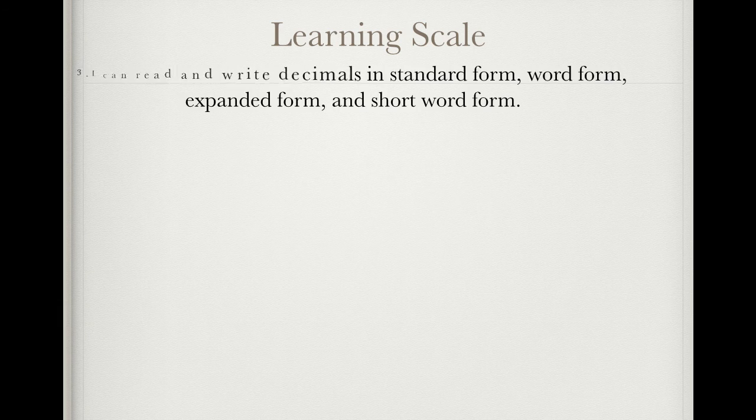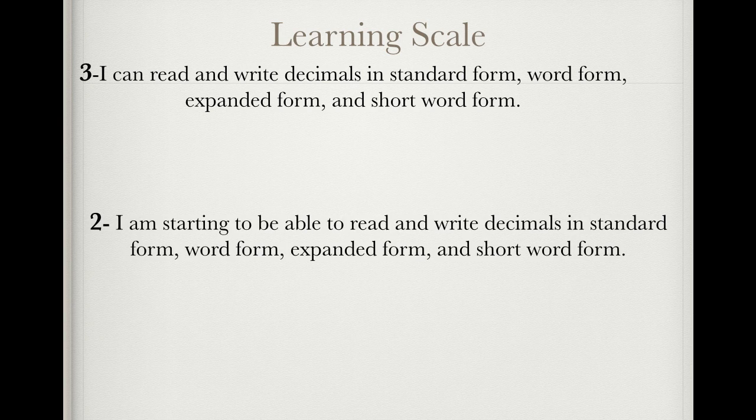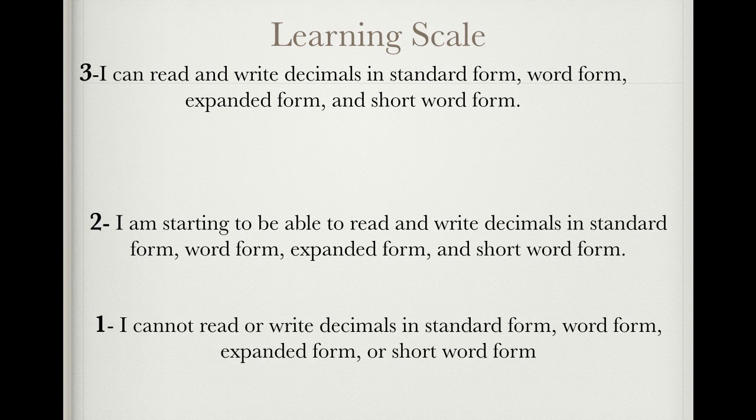Our learning scale today, 3, I can read and write decimals in standard form, word form, expanded form, and short word form with no help at all. I'm good. I'm a 2. I'm starting to be able to read and write decimals in standard form, word form, expanded form, and short word form, but I have a few questions that I need to ask. I'm really still not 100% clear. Or a 1, I cannot read or write decimals in standard form, word form, expanded form, or short word form, and I have a lot of questions. So come to class with those questions tomorrow, and we will be ready to review the lesson.